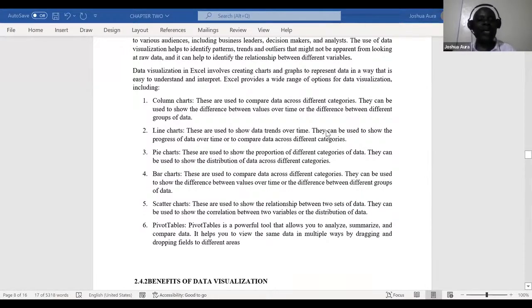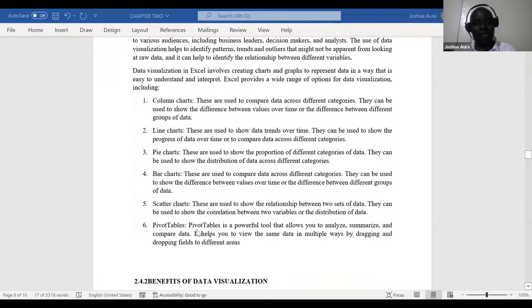We also have bar charts. These are used to compare data across different categories. They can be used to show the difference between values over time or the difference between different groups of data. Scatter charts. These are used to show the relationship between two sets of data. When you draw a scatter diagram, you would basically want to show the relationship between data. They can be used to show the correlation between two variables or the distribution of data.